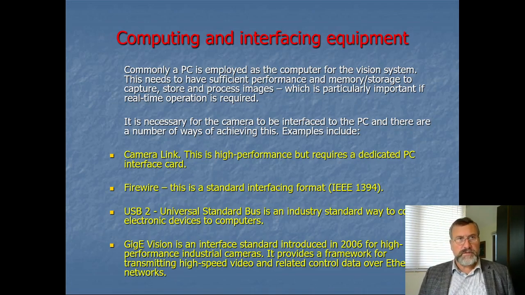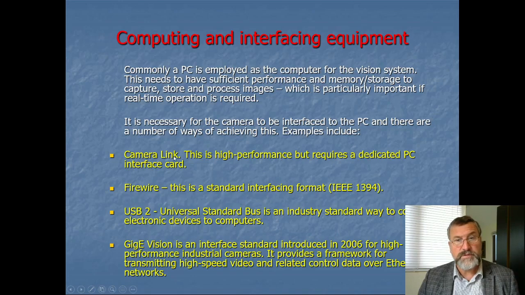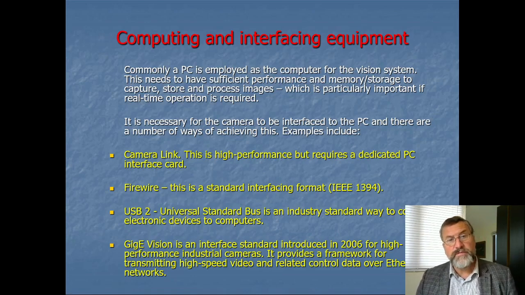Computing and interfacing equipment. So we got a PC, of course, and we have to interface it to the camera, as you know. There are different ways of doing it. Camera Link is a very high performance system, but we need a dedicated frame grabber, which can cost like £1,200, £1,300, £1,400. So if you've got a very demanding application, you might consider Camera Link.